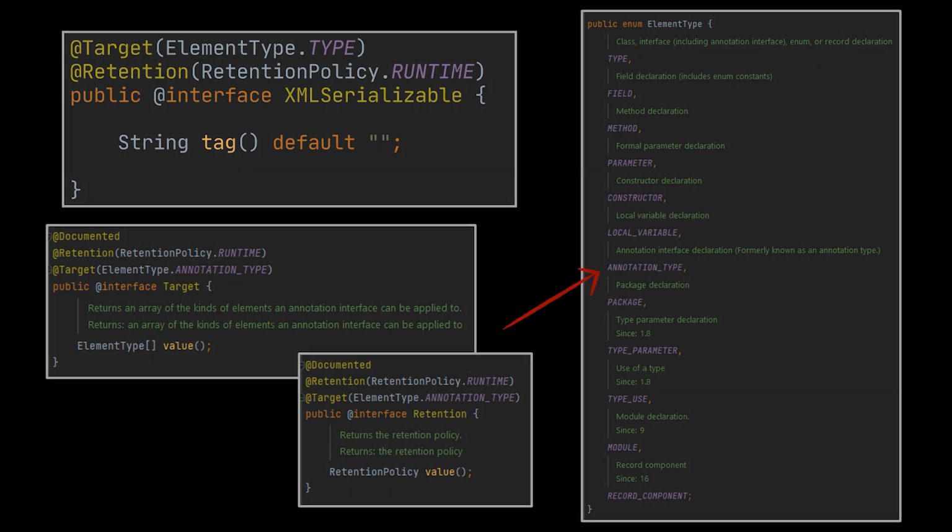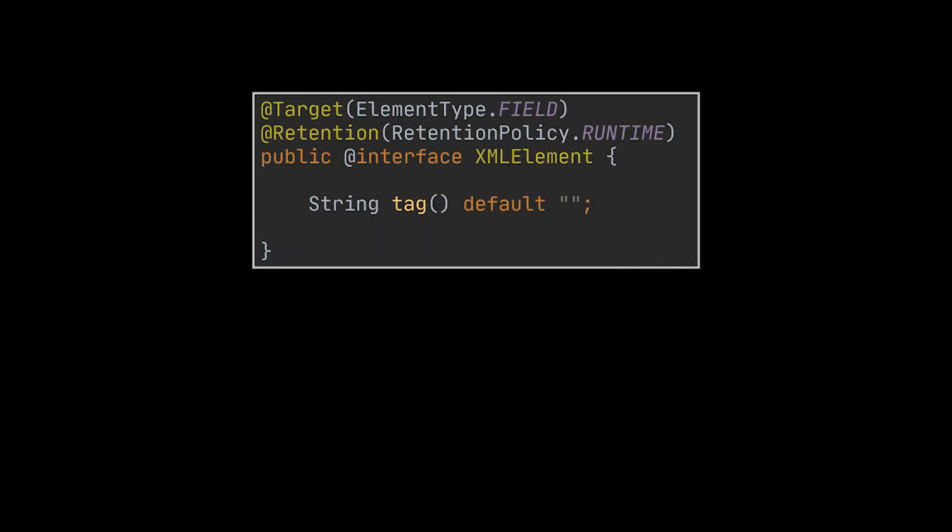Okay, the second annotation needed to complete our bank account example will be the @XML element annotation. This one is pretty similar to the one we just created, but the only difference is that its target level will be the fields or attributes of our annotated class and not the class itself.